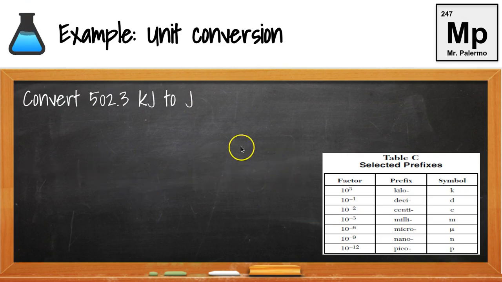We want to convert 502.3 kilojoules to joules. Okay, so now we're not working with those three main base units, the meter, the liter, or the gram.